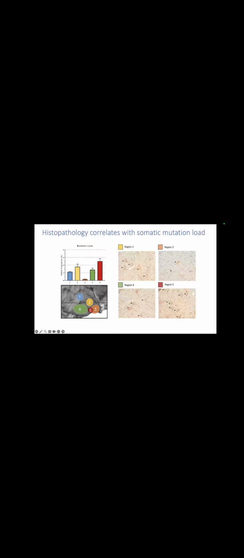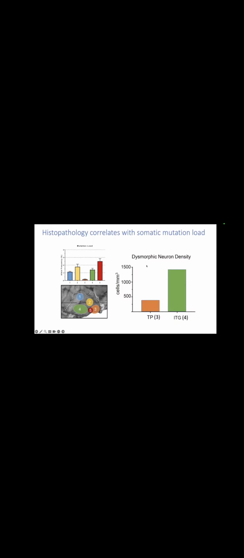We then looked under the microscope at all the regions and found that the uncus had the highest number of dysmorphic neurons. We quantified that objectively. We only had enough tissue to do this from 2 regions in the lateral temporal lobe, but with different mutation loads.